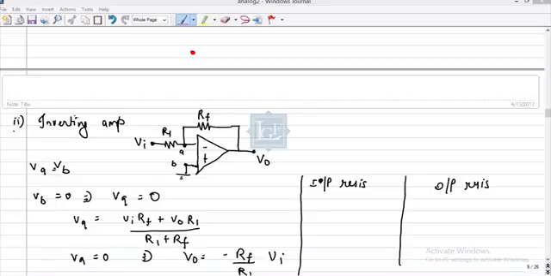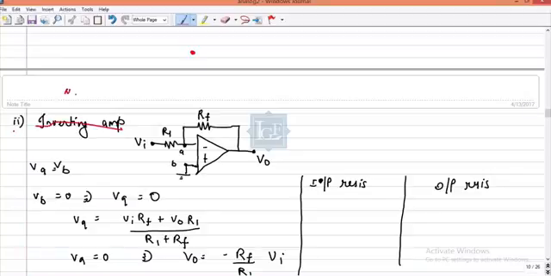So today we'll start with the second application of op amp in the negative feedback, and this is the inverting amplifier. Last class we discussed the non-inverting amplifier, and today we'll be discussing the inverting amplifier and other applications of op amp in the negative feedback. We will find what is the input resistance, what is the output resistance, what is the closed loop bandwidth and stuff like that.